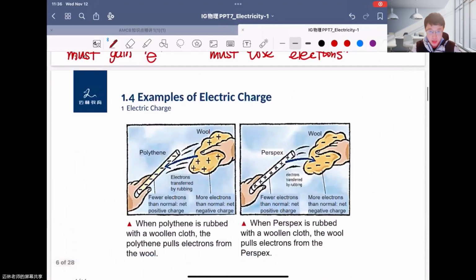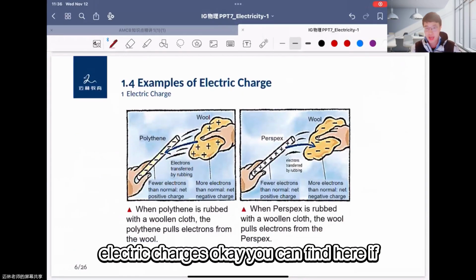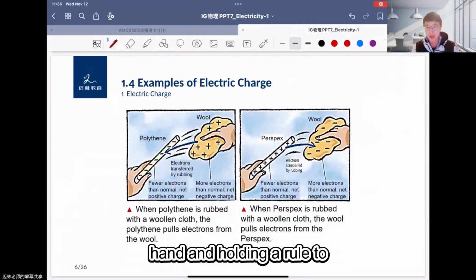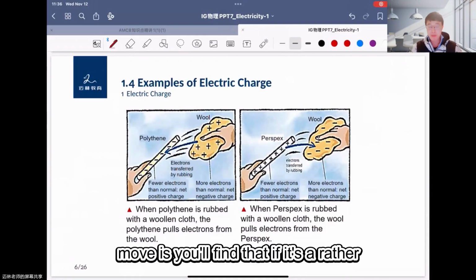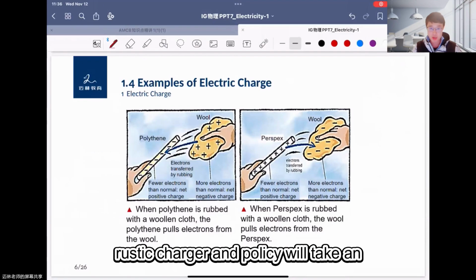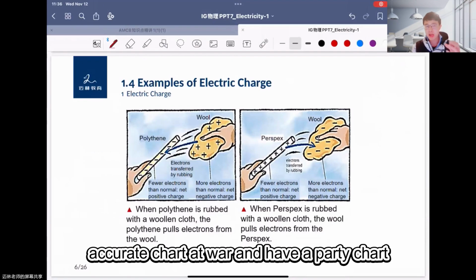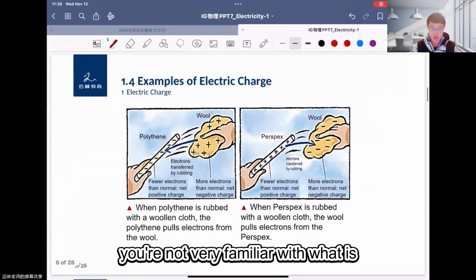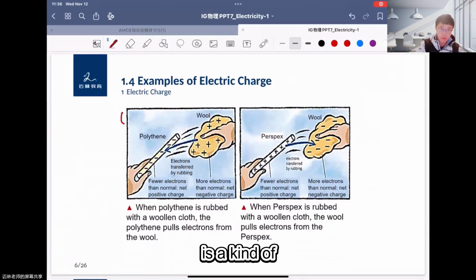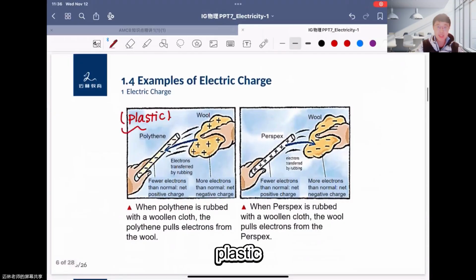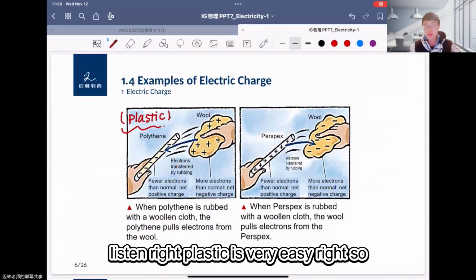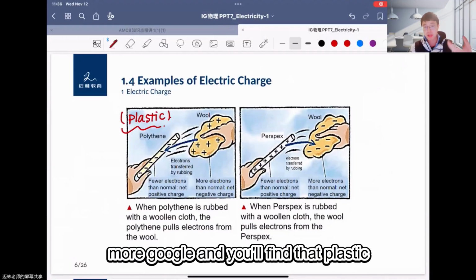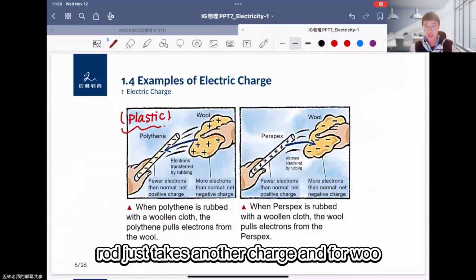Okay. And here there are 2 examples for electric charges. You can find here if you're using your hand and holding a wool to rub a polythene rod, you'll find that the polythene will take negative charge and the wool will take a positive charge. So maybe you're not very familiar with what polythene is. Okay, polythene is a kind of plastic. So I think this is very easy for you to understand, right? Plastic is very easy, right? So just using the plastic rod to rub with wool, you find that the plastic rod takes negative charge, and the wool takes positive charge.